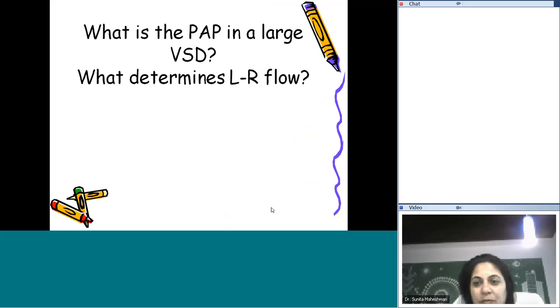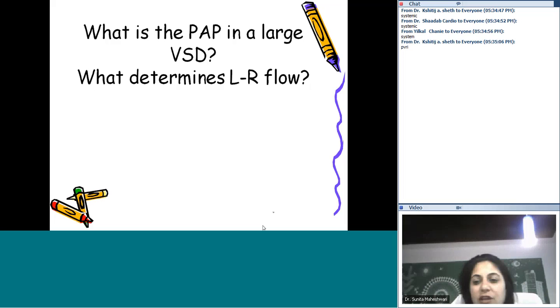So let's start with a few basic questions. What is the pulmonary artery pressure in a large VSD, assuming no pulmonary stenosis? That's right, it's systemic. All agree, if the LV pressure is 100, RV pressure will be 100, PA pressure will be 100. So the pressures are equal. So what determines whether the shunt will go left to right or right to left? Pulmonary vascular resistance. All clear?